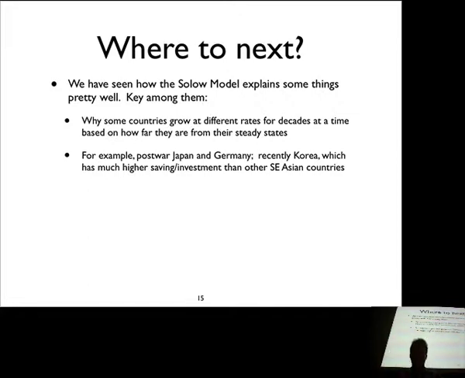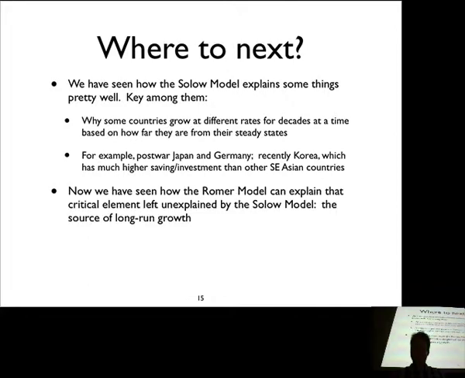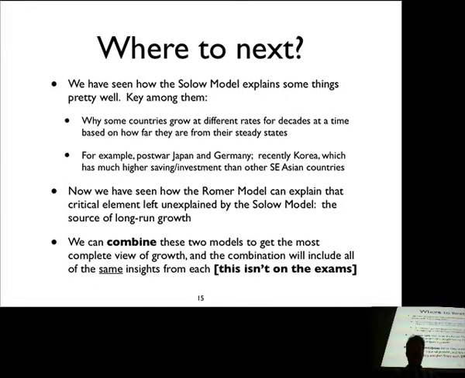They're still at a lower level of income per person, but they have faster rates of growth. And so the examples that it fits well are post-war Germany and Japan, also Korea and other Asian tigers. And we have now seen how the Romer model can explain the critical element left unexplained, the source of long-run growth. And these two can be combined.